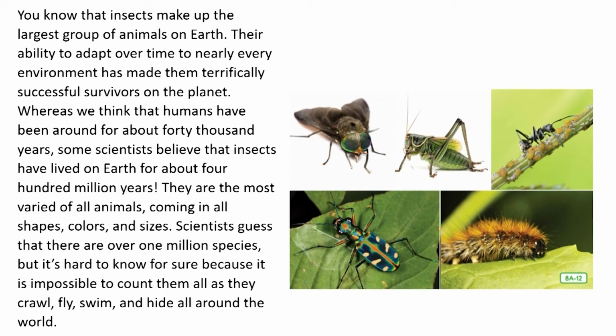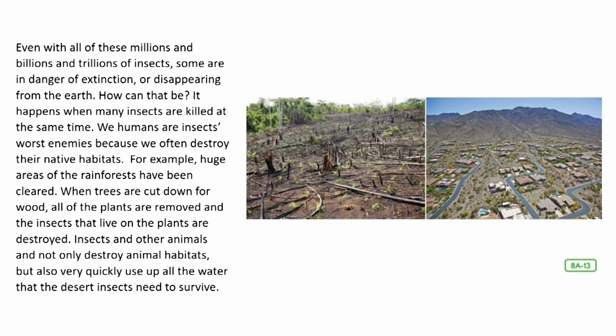They are the most varied of all animals, coming in all shapes, colors, and sizes. Scientists guess that there are over 1 million species, but it's hard to know for sure because it is impossible to count them, as they all crawl, fly, swim, and hide all around the world. Even with all these millions and billions and trillions of insects, some are in danger of extinction, or disappearing from the earth. How can that be? It happens when many insects are killed at the same time. We humans are insects' worst enemies because we often destroy their native habitats.